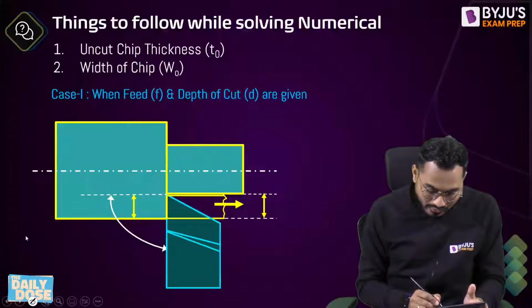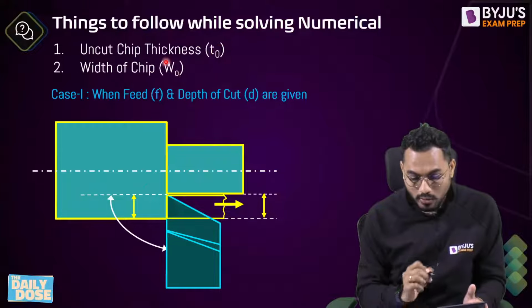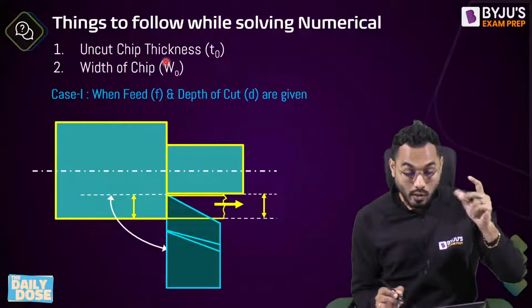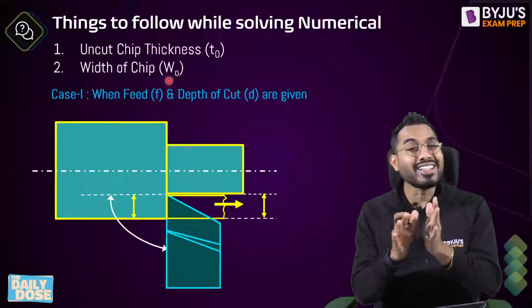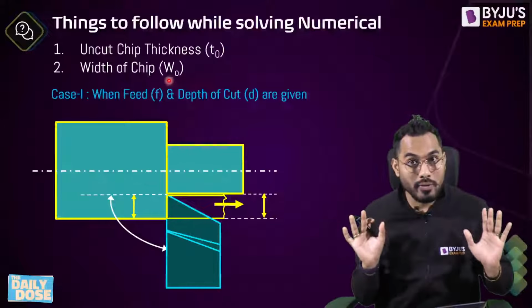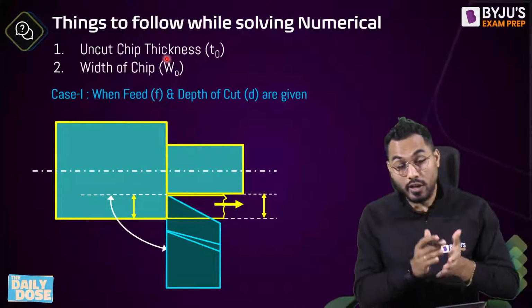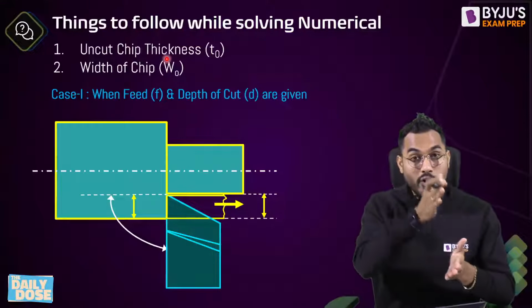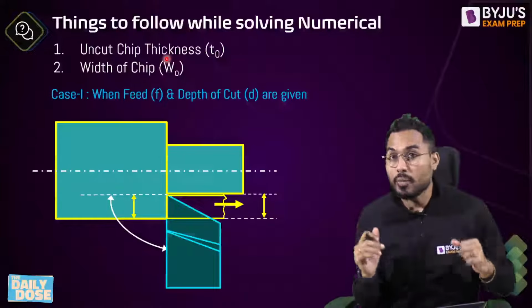So let's say that we have assumed the uncut chip thickness T0 and width of cut W0. We have to understand this, because without the uncut chip thickness T0 and the width of the chip W0, the numericals cannot be solved. So how do we decide the uncut chip thickness T0 and width of the chip? The width of the chip anyway remains constant before, during and after deformation. That's why the plane strain metal cutting operation comes into the picture.